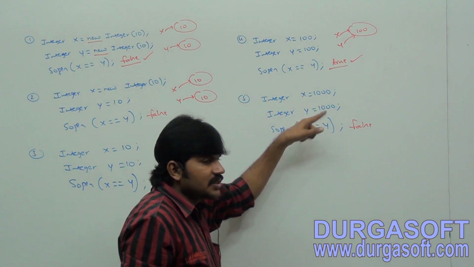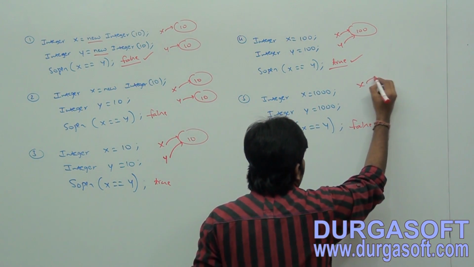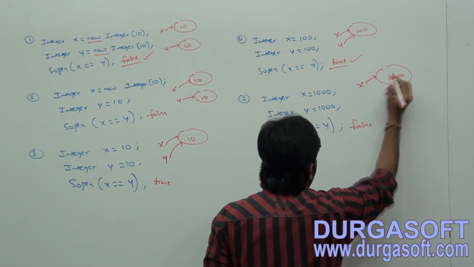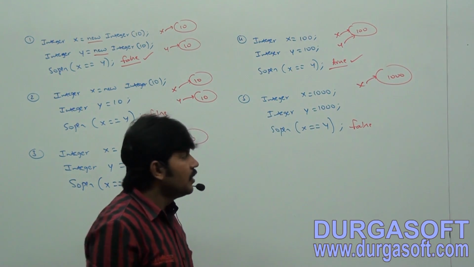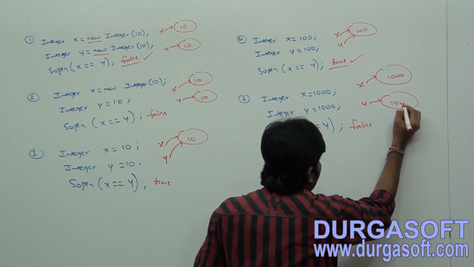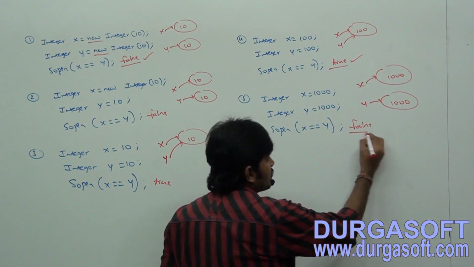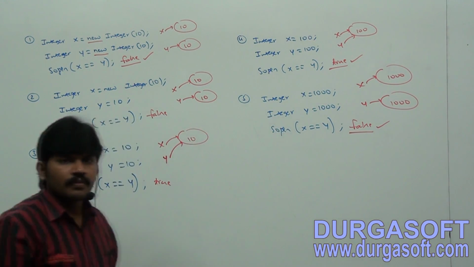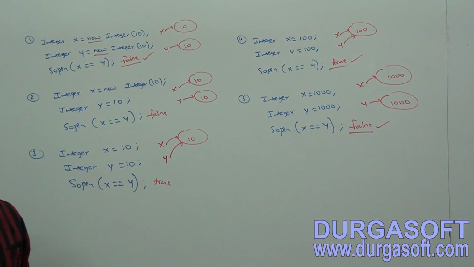Sir, Integer x is equal to 1000 means a 1000 object got created. Now Integer y is equal to 1000 means another object got created. Now the answer is false. Are you able to get it?